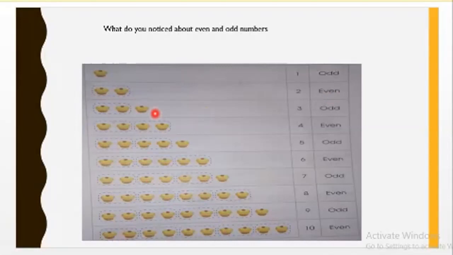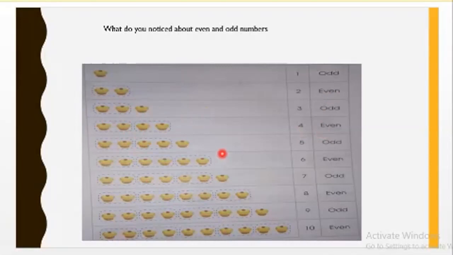Now let's have a third one. Okay, in 3 cupcakes, 2 are equally paired and 1 is left. If we have a left item, then it means it's an odd number. Yes. Let's move on to the next one. 4 cupcakes. Okay, in the 4 cupcakes, we equally make a group of 2. We make 2 groups. So 4 is an even number.